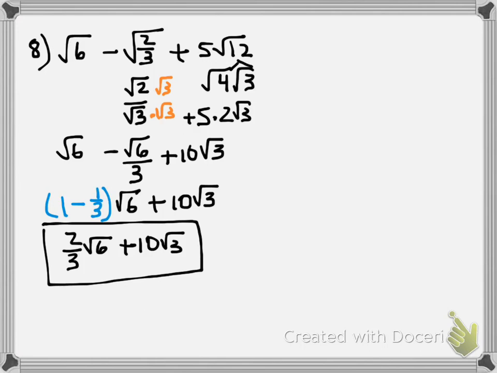Justin: Wait, how did you get 1 minus 1/3? Because the coefficient of the radical 6 is a 1. The coefficient of the radical 6 over 3 is 1 over 3. Okay? All right. That's it.